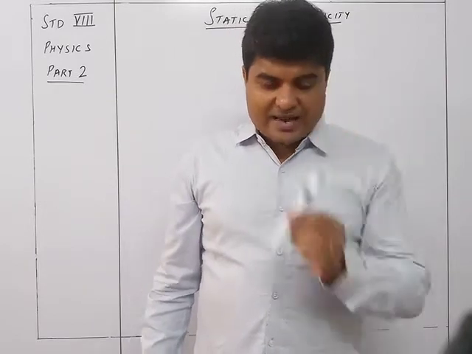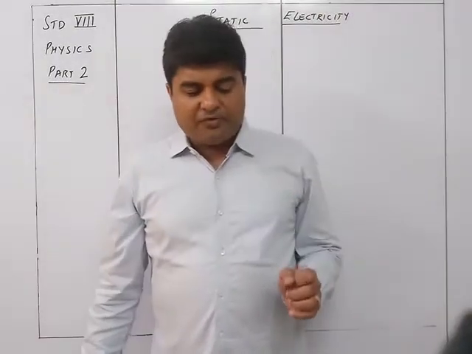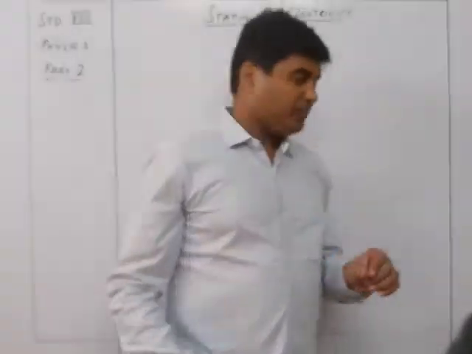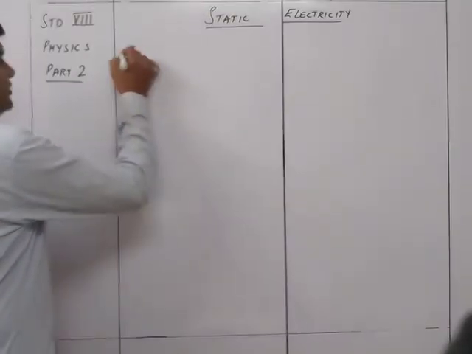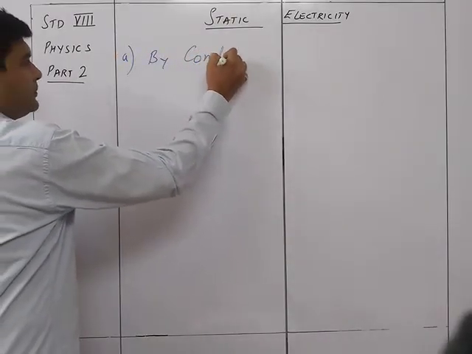Okay, let's understand this thing in proper manner. A conductor can be charged by the following two methods: by conduction and by induction. So, first of all, is by conduction.